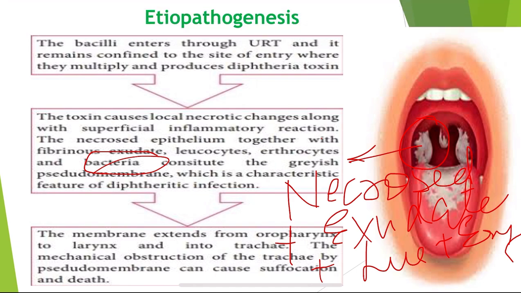The membrane extends from the oropharynx to the larynx and then into the trachea. The mechanical obstruction of the trachea by the pseudomembrane can cause suffocation and it will lead to death in the patients. So these pseudomembranes which are formed in the throat will cause obstruction of the trachea and there will be suffocation in the patient and he will die.